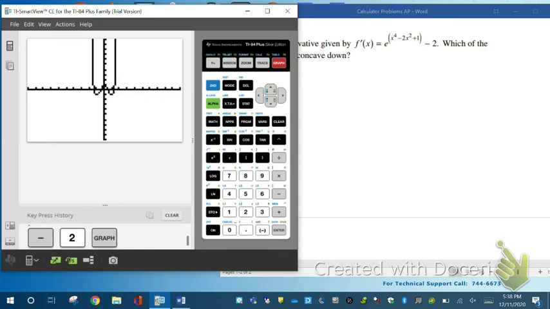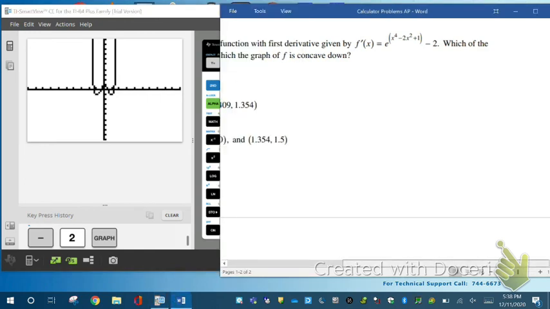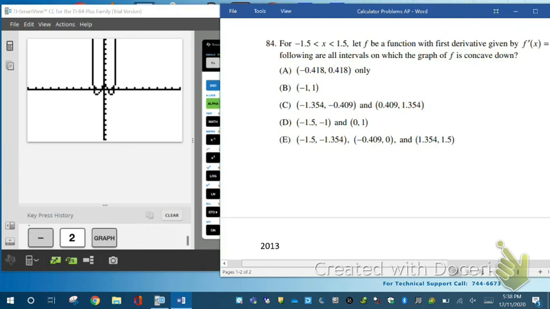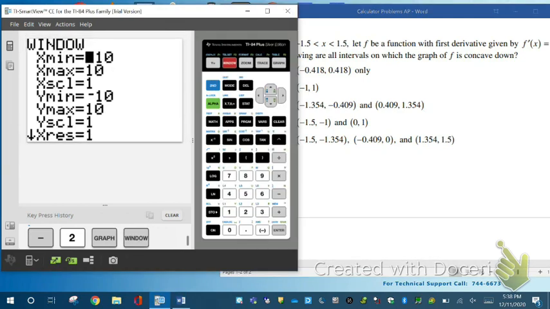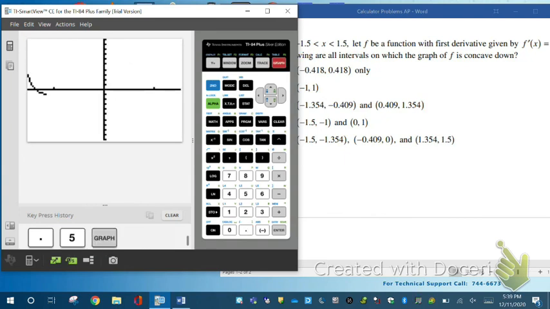They said it was what? I can't remember. It was between negative 1.5 and 1.5. So I'm going to change my window. Negative 1.5. And you can't hit minus. You got to hit that negative 1.5 to positive 1.5. And we're looking for downhill. Okay, even on that window, there's still two answers. We want the part that is here downhill and the part that's here downhill.